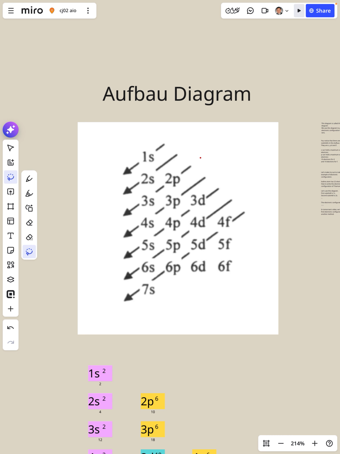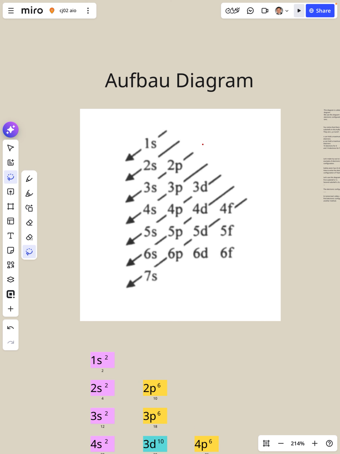Yesterday, we learned how to create the electronic configuration of a certain atom using the Aufbau diagram. And we did that together yesterday. Now, today, we are going to redo the process. This video will show you how to create the electronic configuration of titanium with a little bit of difference.